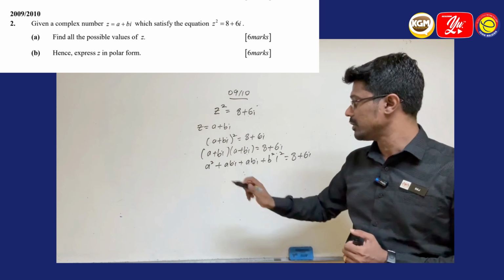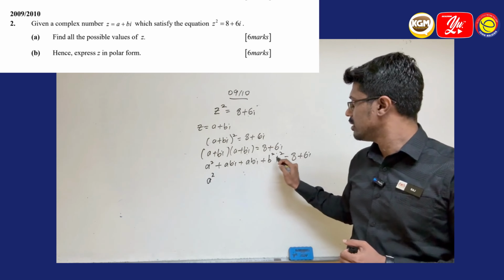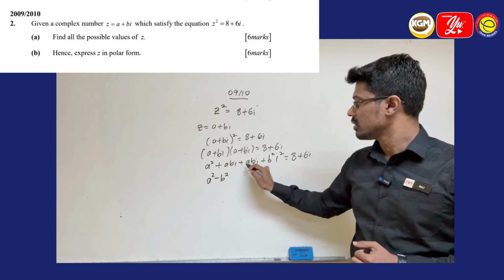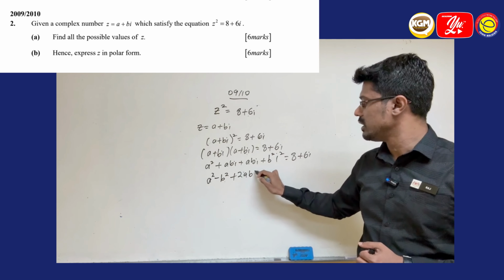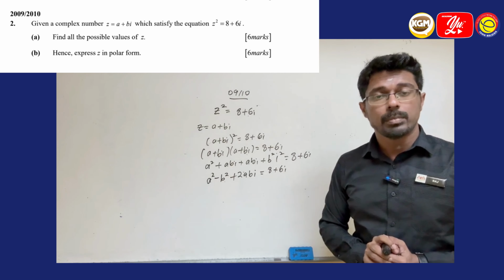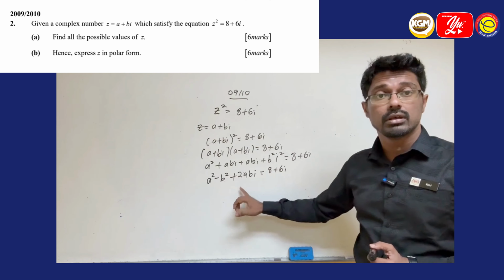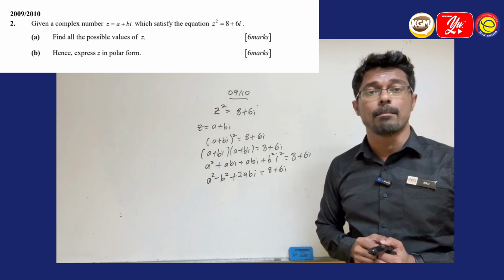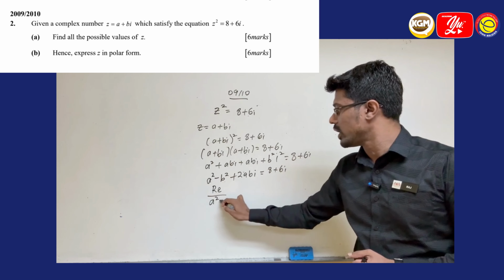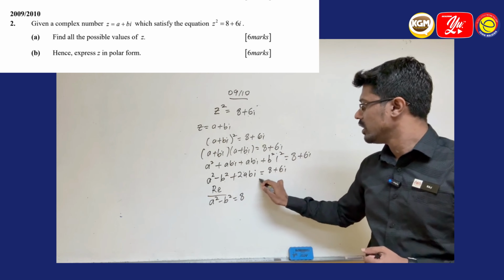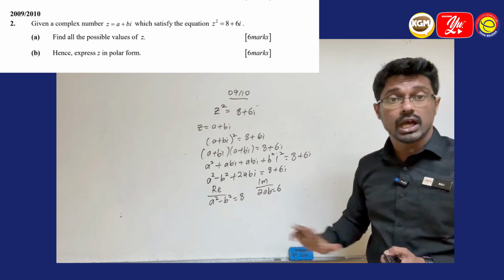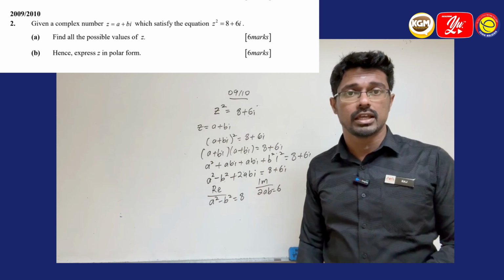Now I can simplify. For a square, please take note, i square is negative 1, so that's going to be minus b square plus 2abi equals 8 plus 6i. I've simplified, and now both sides are complex numbers. So what I'm going to do now is compare the real part and the imaginary part. My real part gives a square minus b square equals 8, and my imaginary part is going to be 2ab equals 6. I'm very sure most of you got until there.